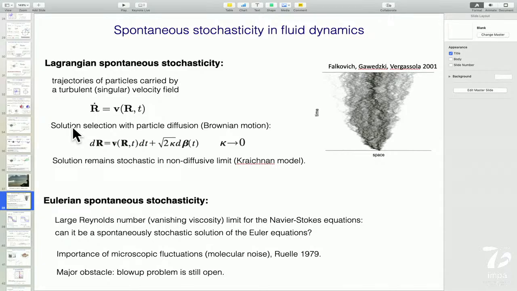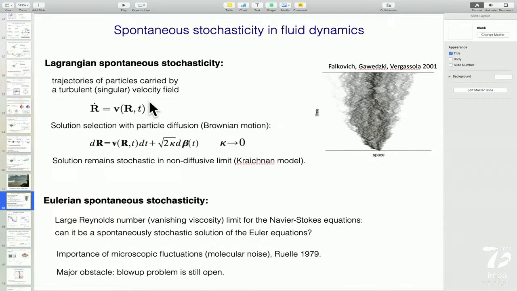The first example that I can mention is the behavior of a particle. If you have some velocity field which is given, so assume that you know the velocity field which depends on position and time, and now I want to compute a trajectory. I want to look at a certain particle, and the particle trajectory satisfies this simple equation: the derivative of the particle position is equal to the velocity.